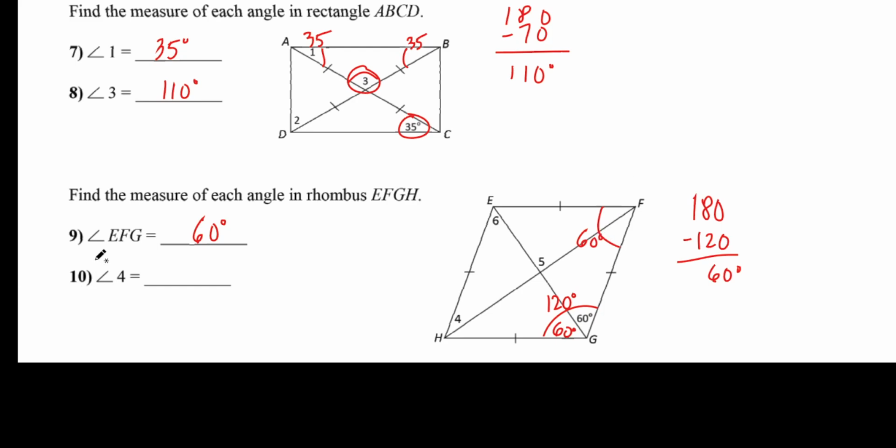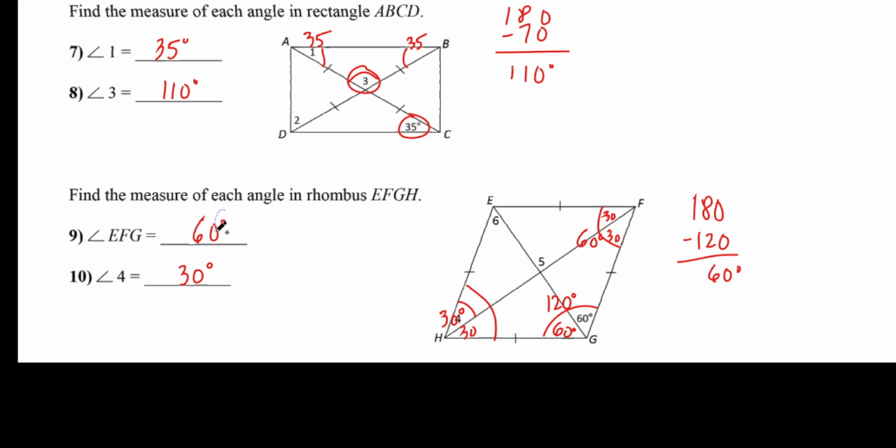What do they ask for here? Angle 4. Yep. Because if this whole thing is 60, what are these two tiny angles here and here? That's 30 and that's 30. And that means this whole angle is going to be 60. So what are these two angles? They're both 30 and 30. Okay? So angle 4 is 30 degrees.